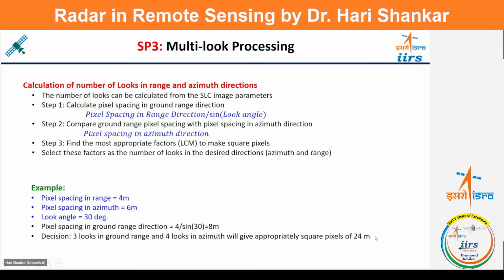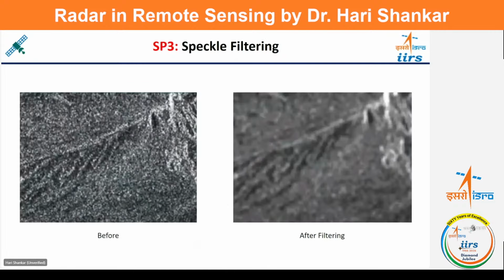The 24 is coming by multiplying 6 by 4. It means 4 is another factor, because 6 times 4 is 24. It means azimuth looks are 4, and 8 times 3 is 24, which means 3 looks in the range direction. So you can say 3 looks in range direction and 4 looks in the azimuth direction. In this way you can calculate the number of looks in both directions.